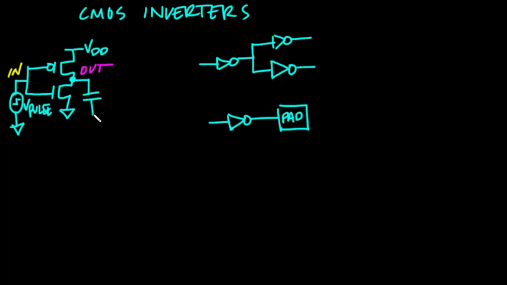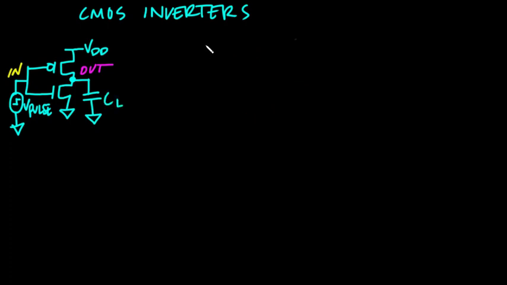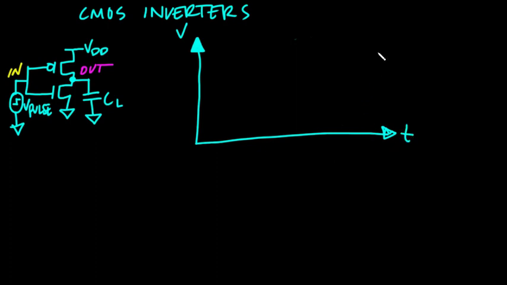So we're going to connect the output of the inverter to a load capacitor, and we're going to call that CL. So the way we're going to think about this today is we're going to look at what happens to the output voltage of this circuit with respect to time. So I'm just trying to draw an arrow here. That shouldn't be that difficult. Okay, so this is going to be voltage on the y-axis and time on the x-axis.